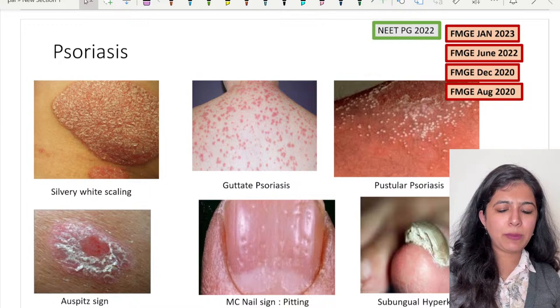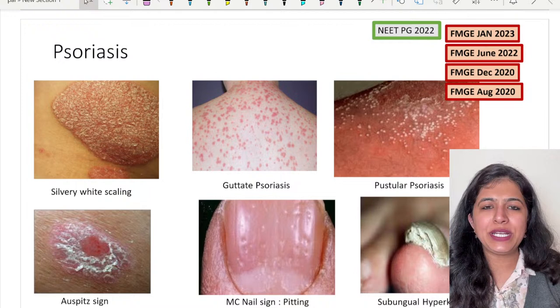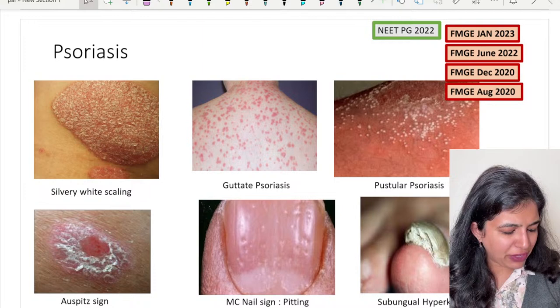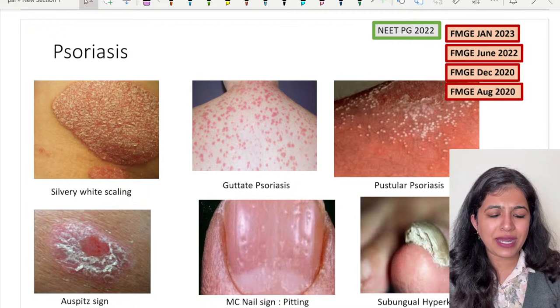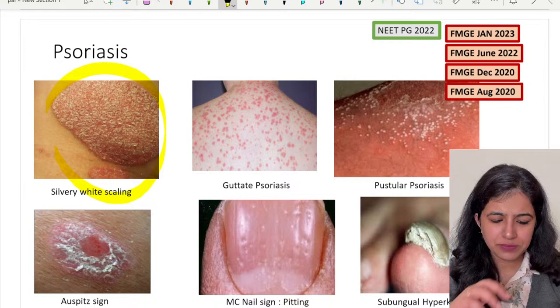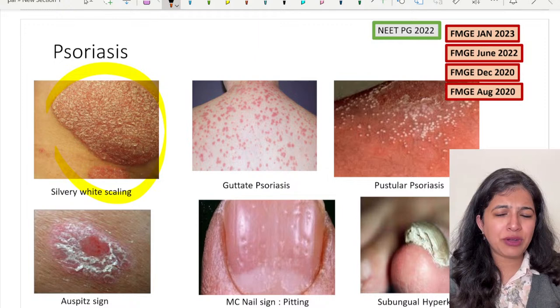Psoriasis. How many times it has been asked? This is like a favorite question of the examiners. These are the different images that can be asked from psoriasis. Psoriasis has beautiful reddish plaques with silvery white scaling. So when you get a question, patient presents with red plaques with silvery white scaling, the answer is psoriasis.